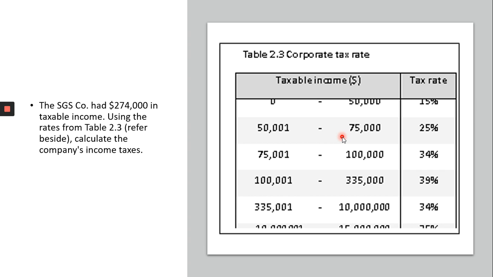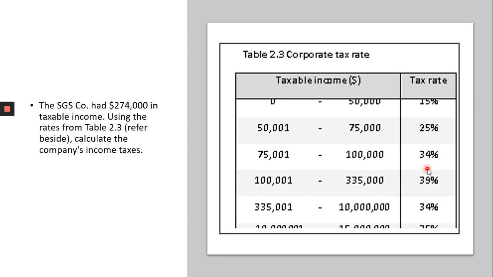So we need to understand this table first. It says that if your taxable income is between 0 and $50,000, your tax rate is 15%. Now, if your taxable income is between 50,000 and 75,000, then your tax rate is 25%, and so on.